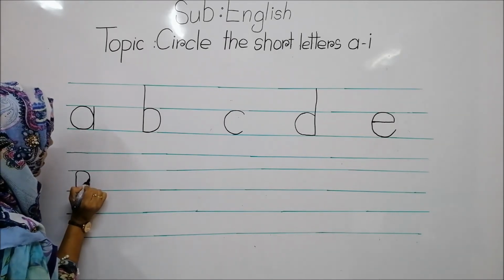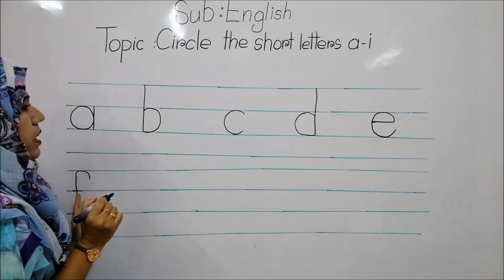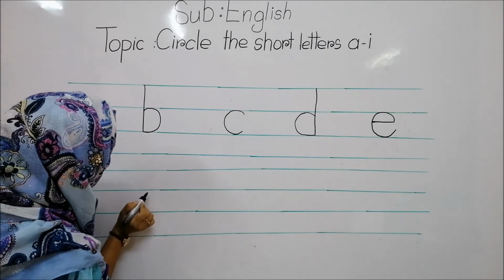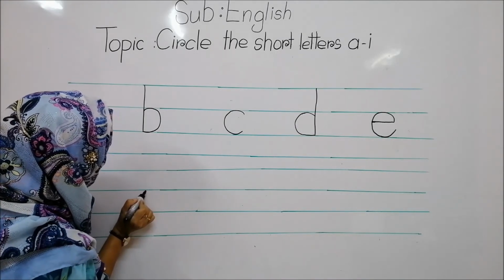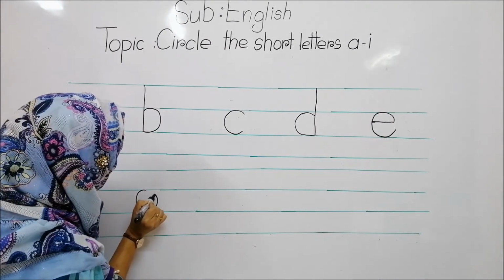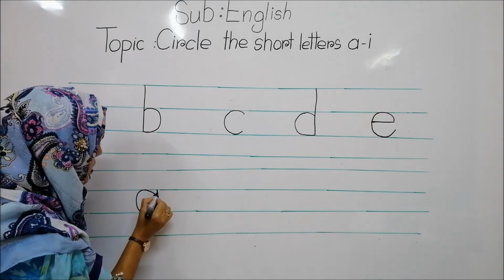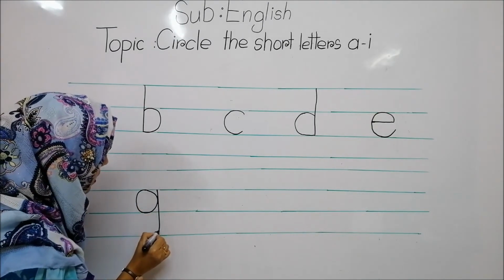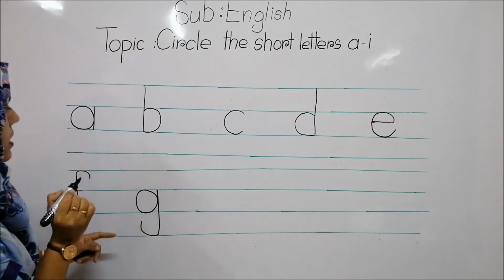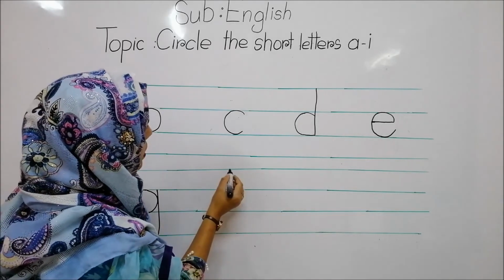F then which letter? F, G. Okay. How can I write G? At first, circle, then standing stick, then half circle. This is letter G.